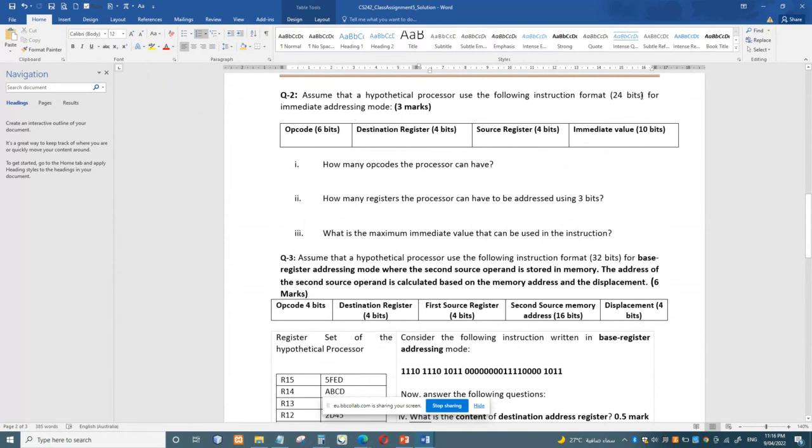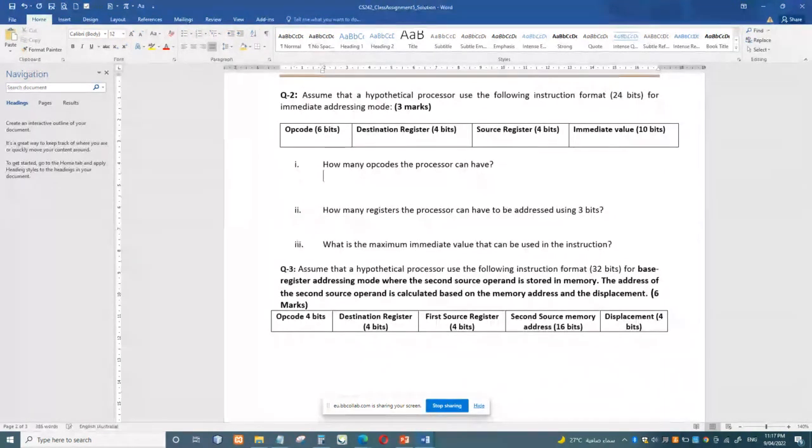So what is the instruction size? 24 bits. For the opcode, we can use 6 bits. Destination register, only 4 bits. Source register, only 4 bits. Immediate value, maximum is 10 bits. Now answer this question. How many opcodes can the processor have? Tell me.